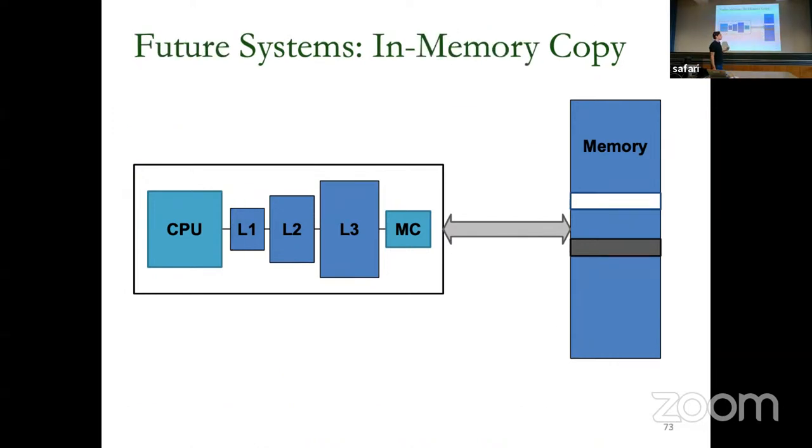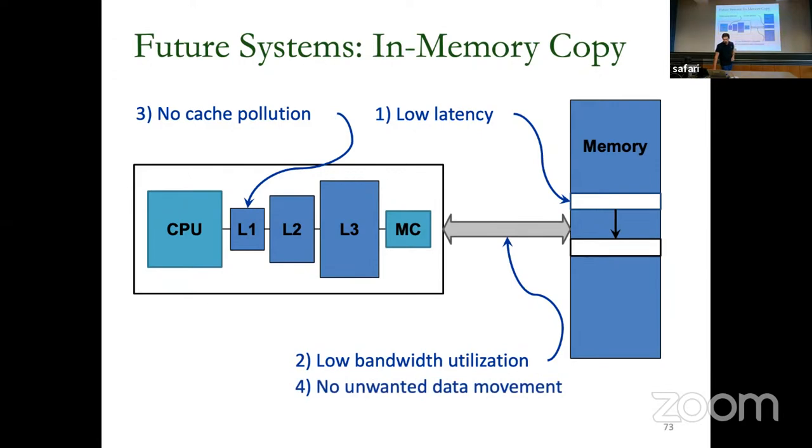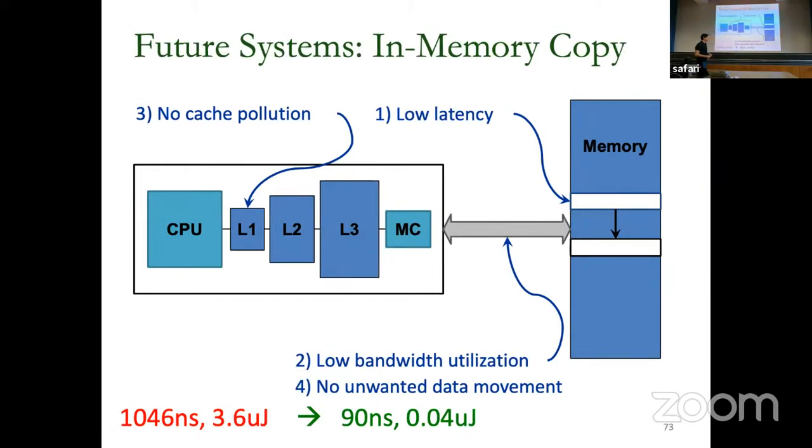So what would be an ideal future computing system? Because in the end, you have the source and the destination pages in memory, maybe even in the same chips in memory. Something that makes a lot of sense is to perform the copy directly, right? And this could be low latency. This could save bandwidth. This wouldn't pollute the cache. And there is no unnecessary data movement, right? So in the simulation analysis, what we can show is that it essentially reduces the latency by two orders of magnitude, and something similar for the energy consumption as well.